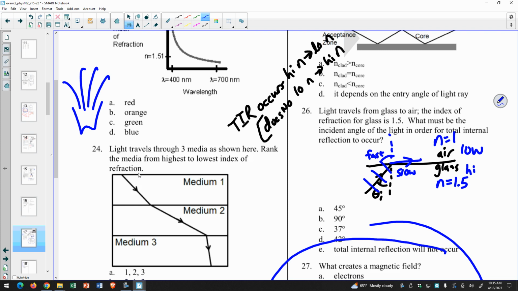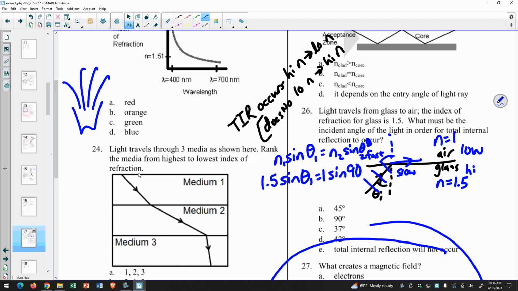So here, I would set up my law of refraction. N1 sine theta 1 is equal to N2 sine theta 2. That's going to be 1.5 sine of theta 1. That is my incident angle, is equal to 1 times sine of 90. Remember, that refracted angle in total internal reflection is always going to be 90 degrees. And then I would solve this.